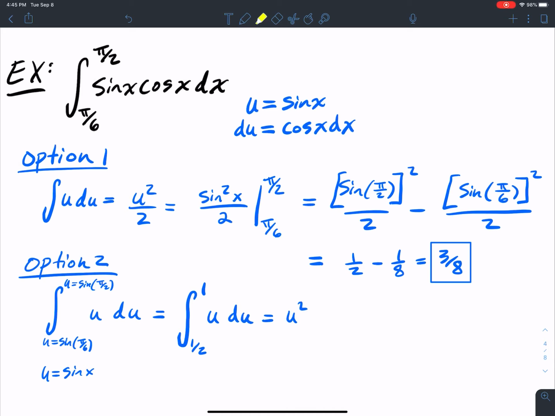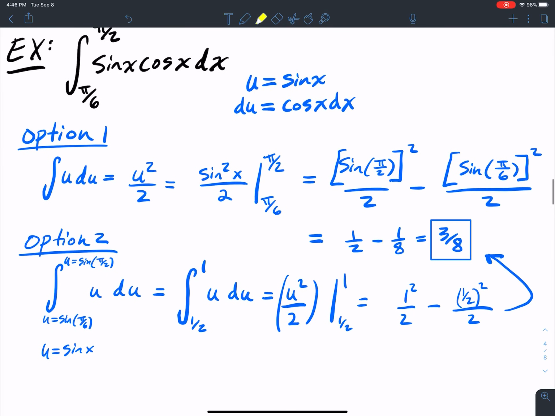And so whenever I integrate this, I'm going to add 1 to the exponent, divide by it, and I'm going to integrate from 1/2 to 1. So f of b minus f of a is f of 1 minus f of 1/2. And whenever I do this, I still get the same exact answer. So really, it just depends on which one you'd rather do, okay?